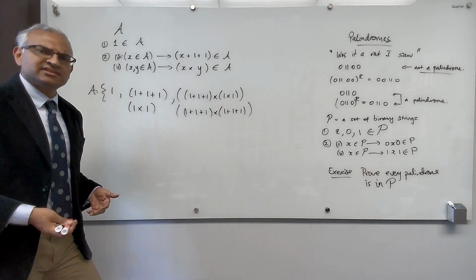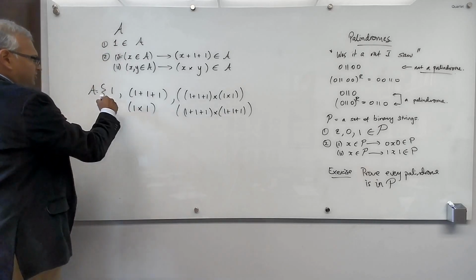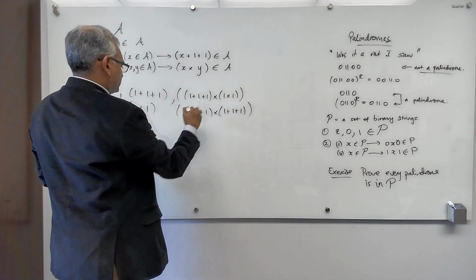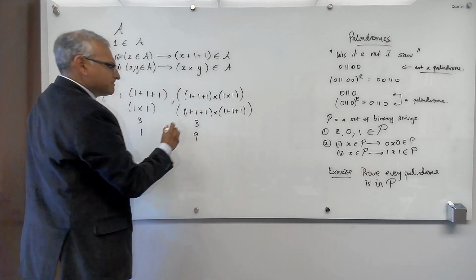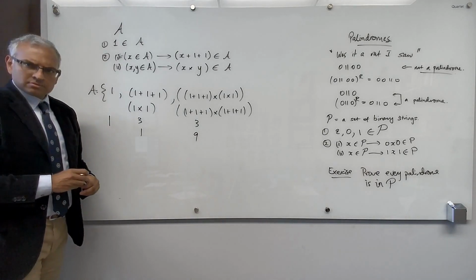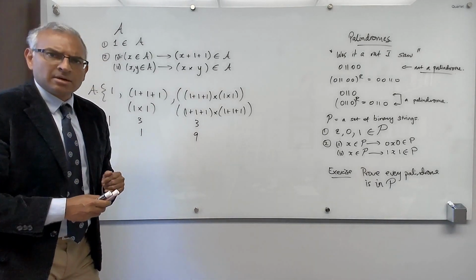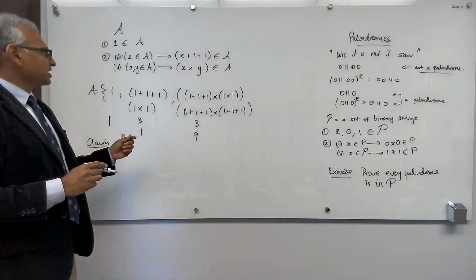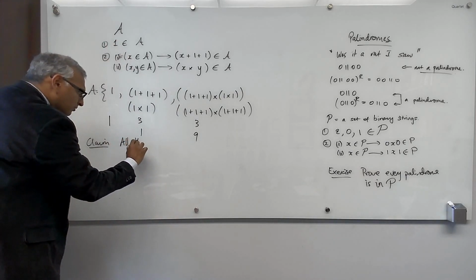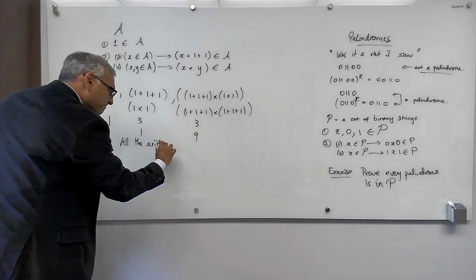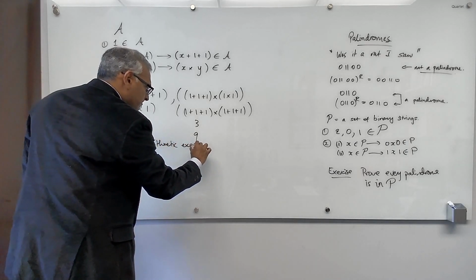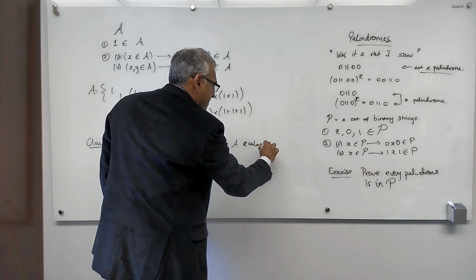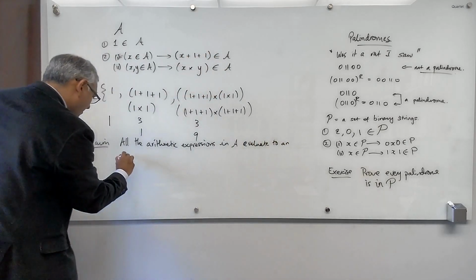Let's evaluate these expressions in the usual way that we know how. So this is 1. This is 2. So we have 2 and 1 here. This is 2 times 1, which is 2. This is 2 times 2, which is 4. Okay. Looks like everything in here is an odd number, and indeed that's the case. Claim: all the arithmetic expressions in A evaluate to an odd number.